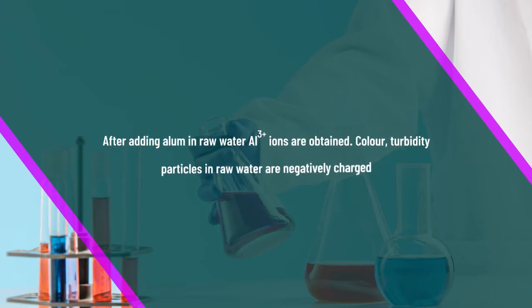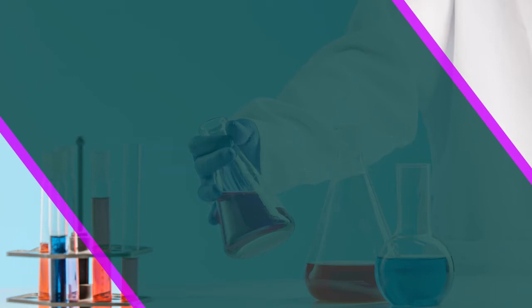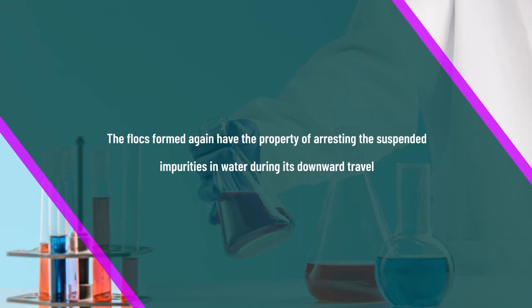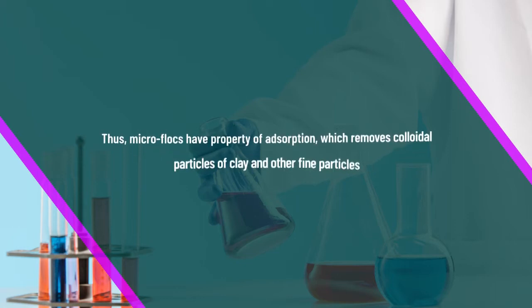After adding alum in raw water, aluminium ions are obtained. Color and turbidity particles in raw water are negatively charged. The flocs formed again have the property of arresting the suspended impurities in water during their downward travel. Thus, microflocs have the property of adsorption, which removes colloidal particles of clay and other fine particles.